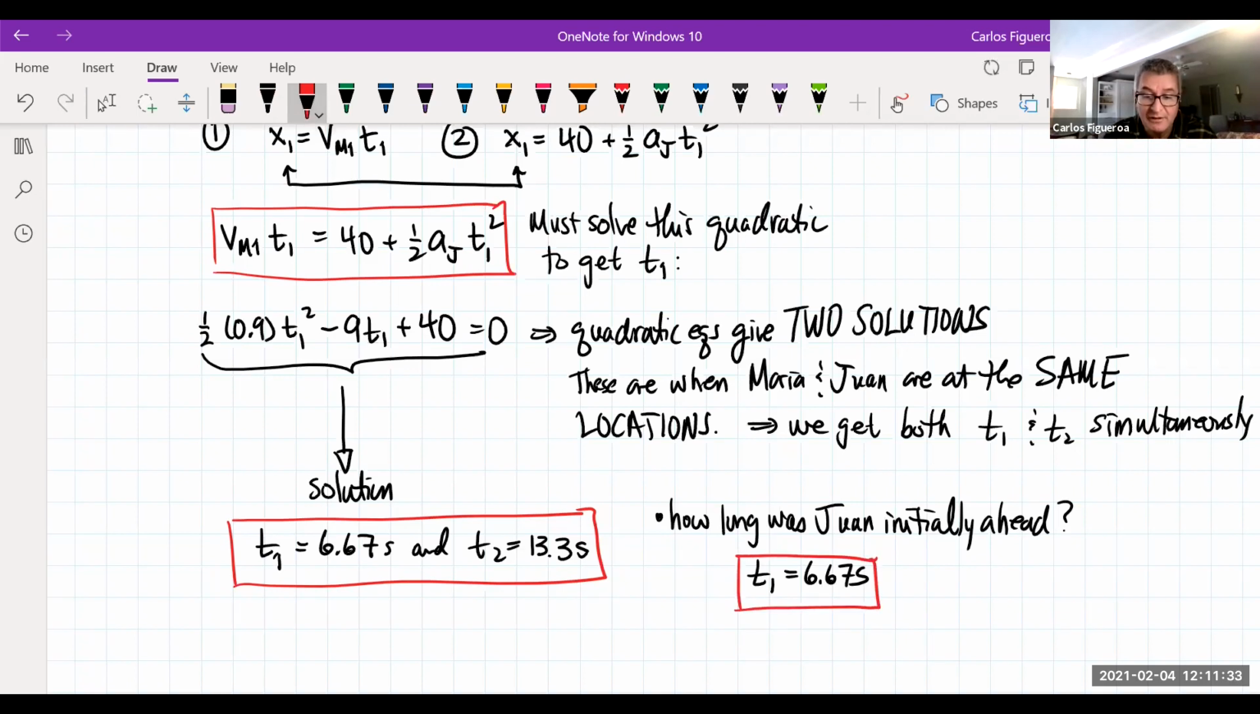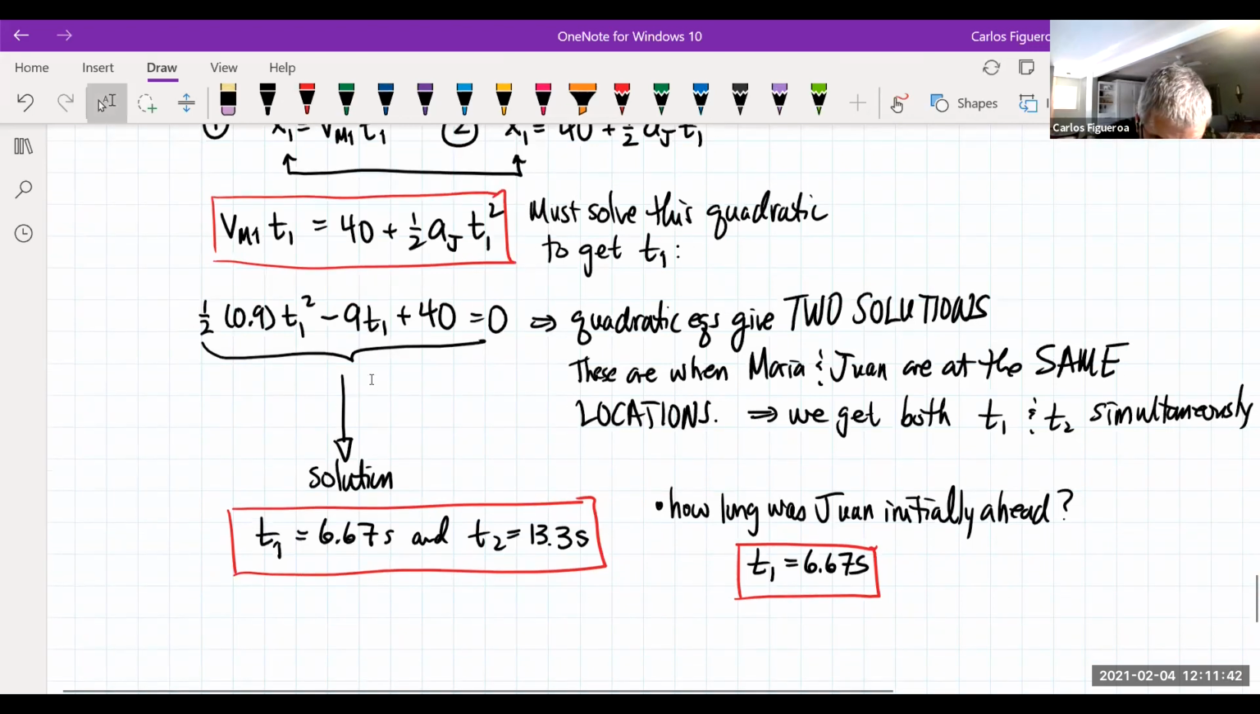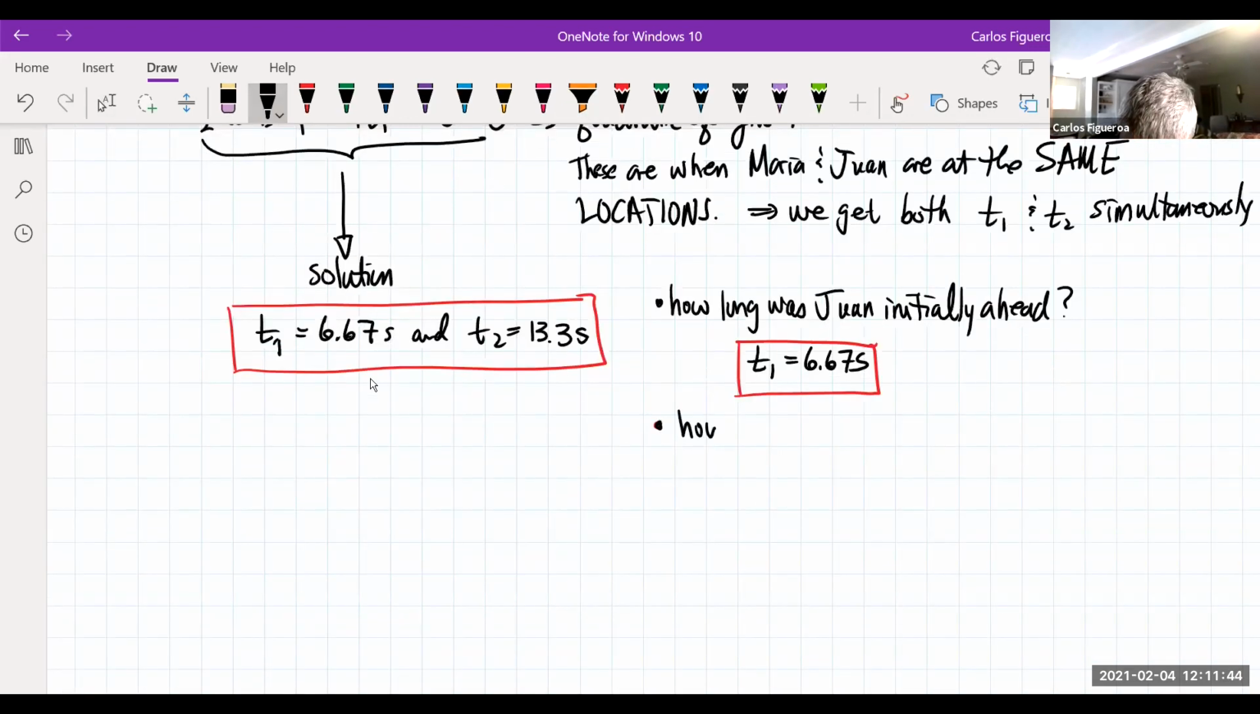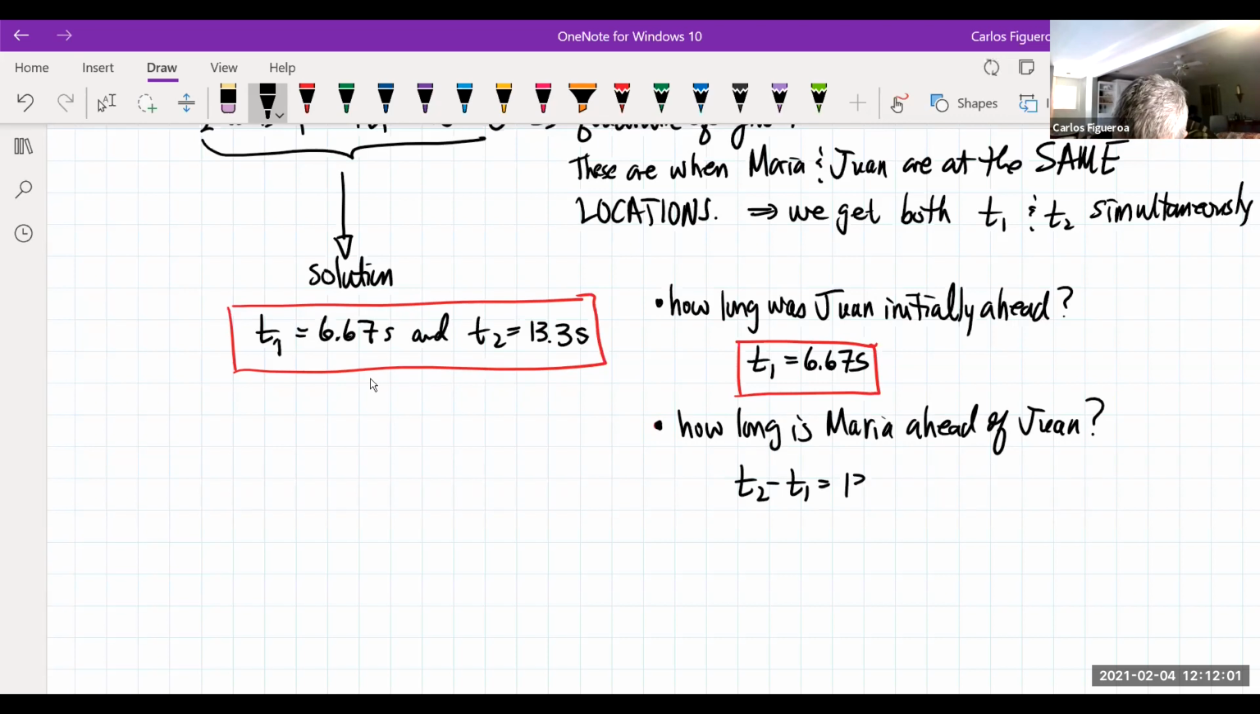And then we ask the question, how long is Maria ahead of Juan? So if I come over here and say, how long is Maria ahead of Juan? In this case, it's the difference between T2 and T1. So in this case, it's 13.3 minus 6.67. And if you reduce this, you get 6.67 seconds. So that's how long we know.